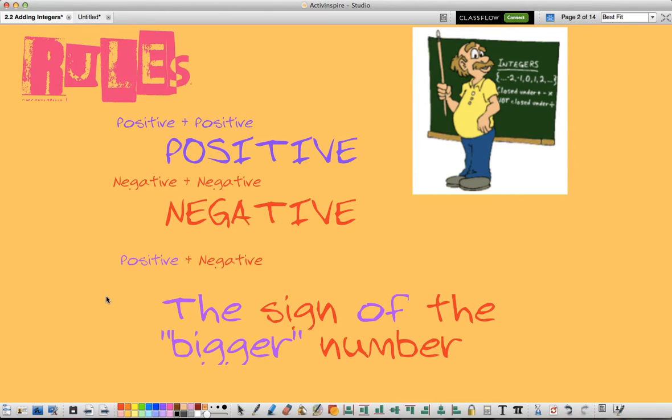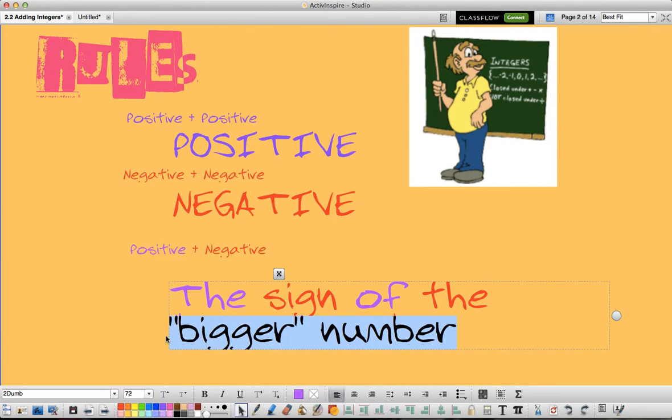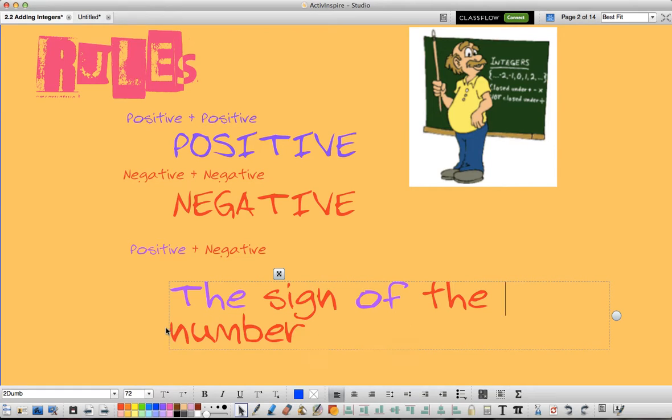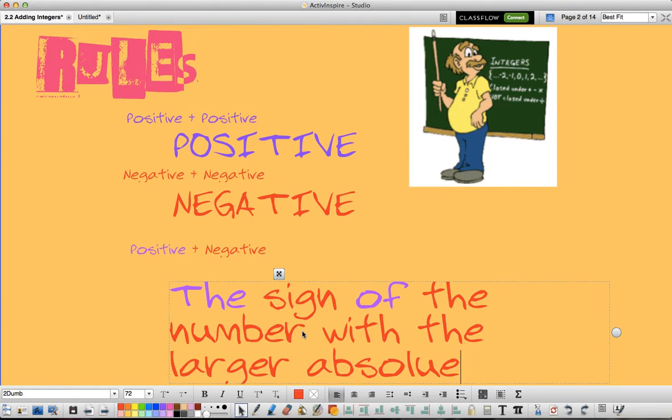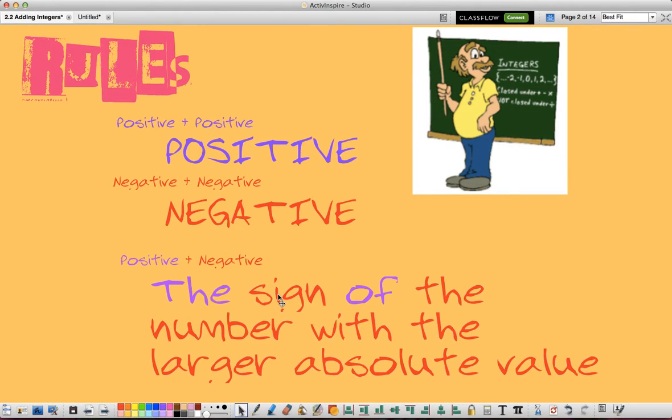Positive plus a negative, though, the sign of the bigger number. Now I put bigger in quotes because the number actually isn't bigger. So what we're actually going to say is the sign of the number with the larger absolute value. Okay, so the answer takes the sign of the number with the larger absolute value. And we'll talk about this a little bit more later on.